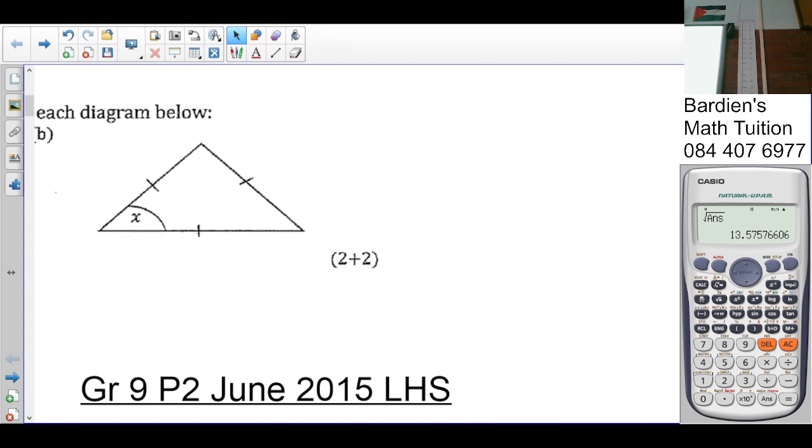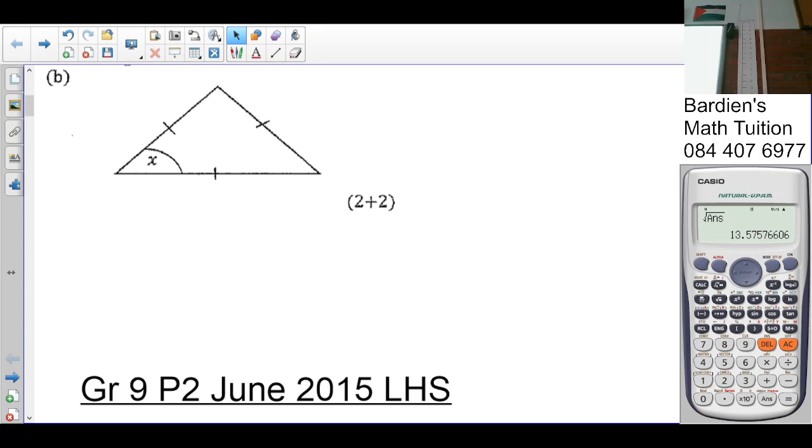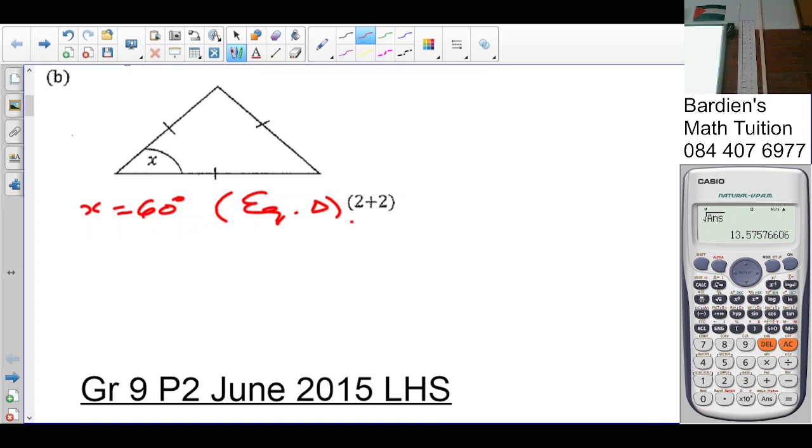We're looking at B. We know that x is equal to, what type of triangle is this? Equilateral triangle. So x is equal to 60, why? Equilateral triangle.